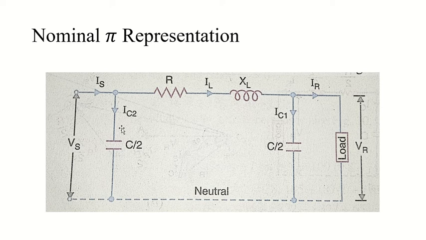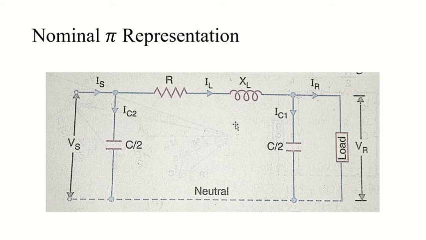That is how your nominal pi representation looks. You can see it is forming a pi here. See this straight line and this, it is forming a pi. Again, what is happening is that my admittance or my impedance is not getting split. It is whole here. We assume it is lumped over here, even though it is uniformly distributed over the line.